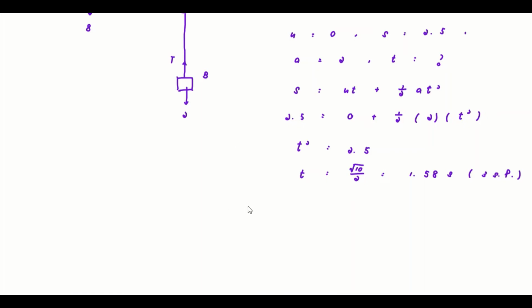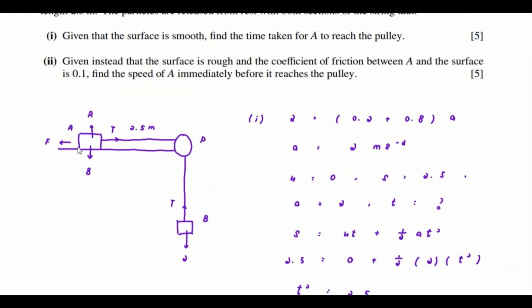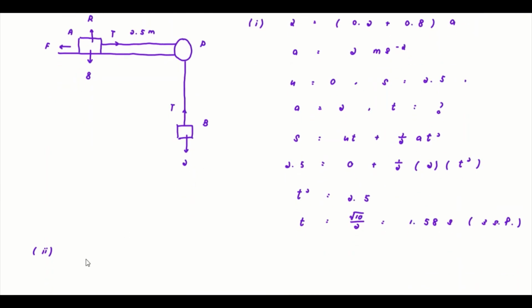Okay, so this is for part 2. Let me try to write this. For part 2, there's friction involved here. The coefficient of friction is 0.1. So we can write down our R first. The normal reaction will be equal to 8. So you can straight away write down F equals mu R, so it's 0.1 multiplied by the normal reaction, which is 8. So we have 0.8.